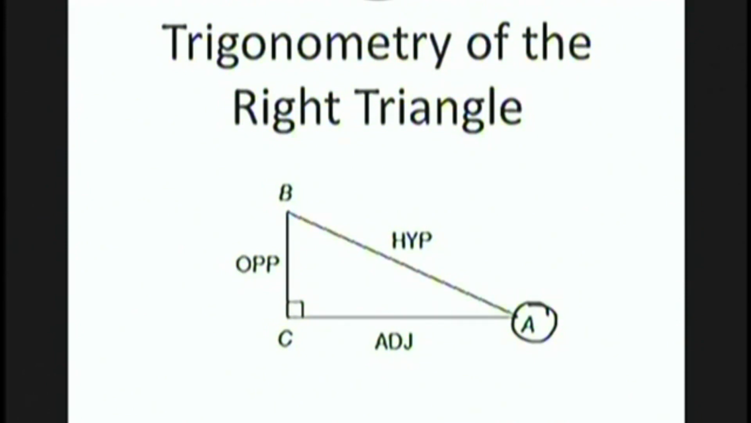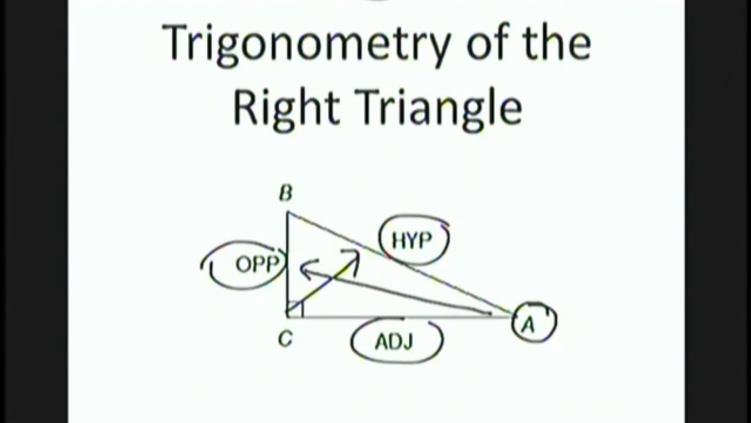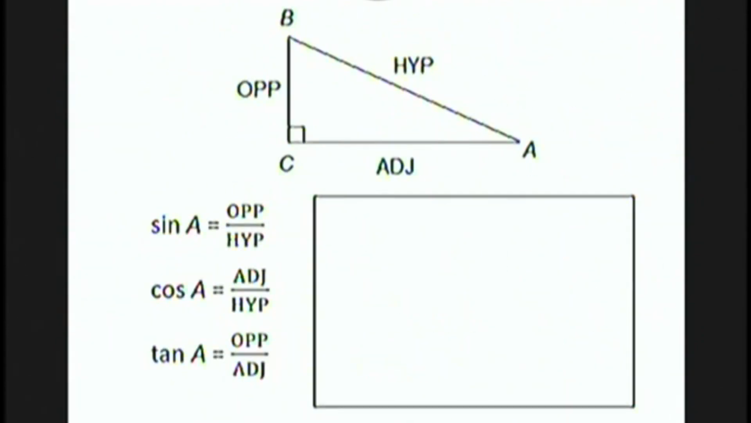If we're focusing on A, then the opposite side to A is the side BC, and the adjacent side to A, the one right next to A, is AC. Notice that we chose AC instead of AB for the adjacent side because the side opposite the right angle is always called the hypotenuse. We can now define the three basic trigonometric functions of the angle A.